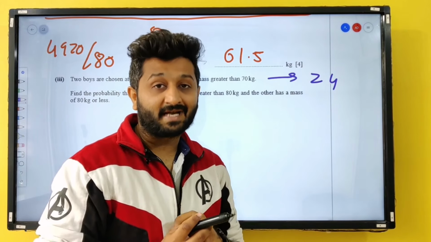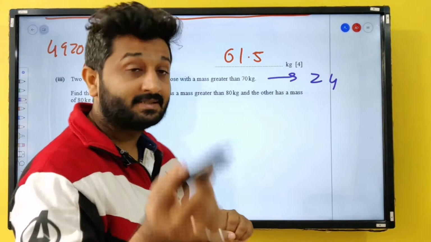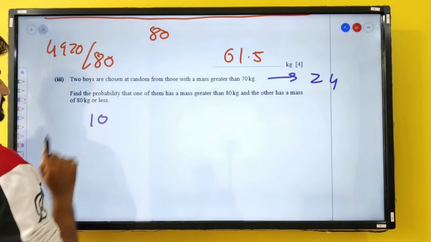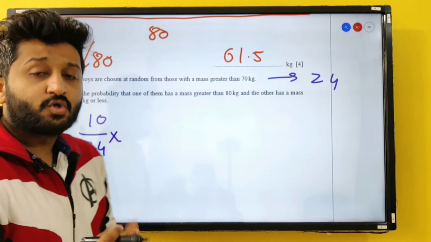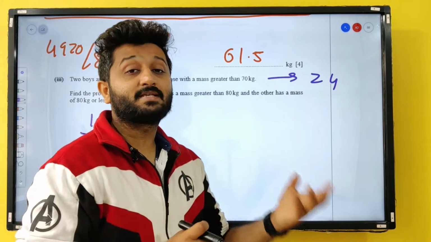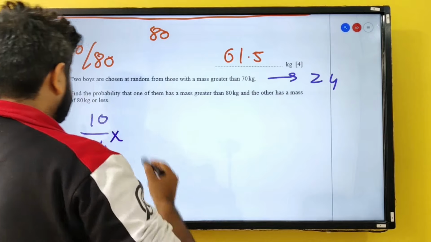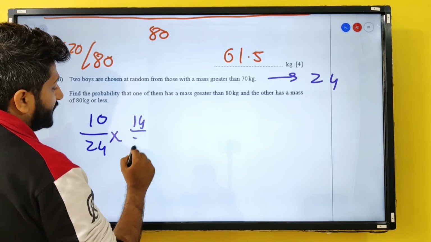How many students have mass greater than 80? I think from 80 to 90, it is 10. Let's say 10 students. So 10 out of 24. The other student is obviously going to have a mass less than 80. I think 14 upon 23.